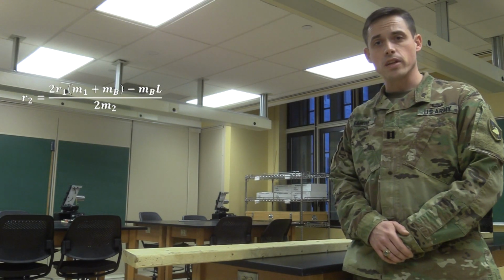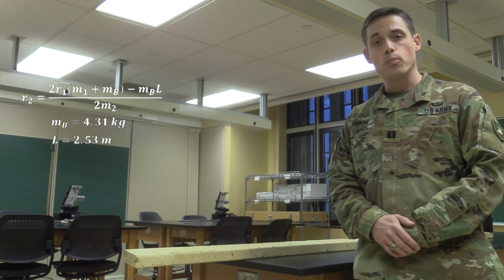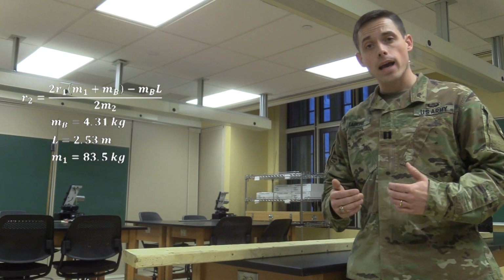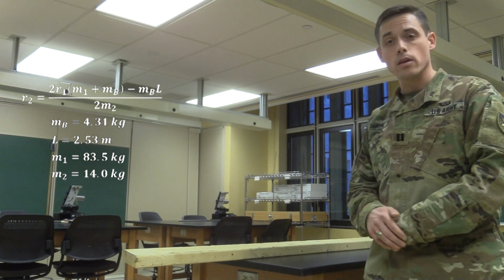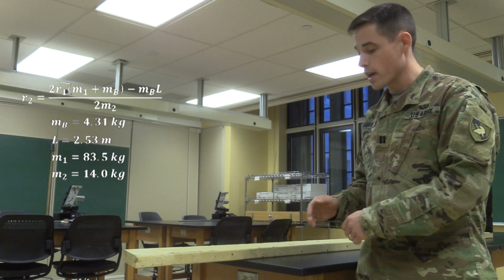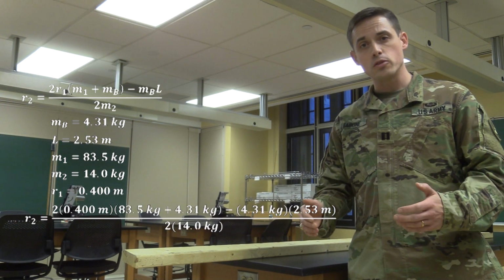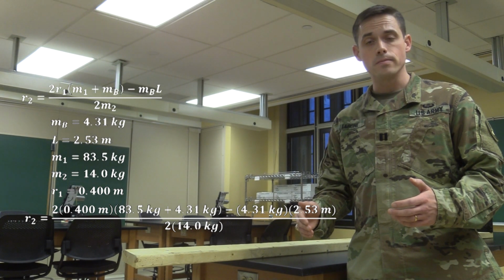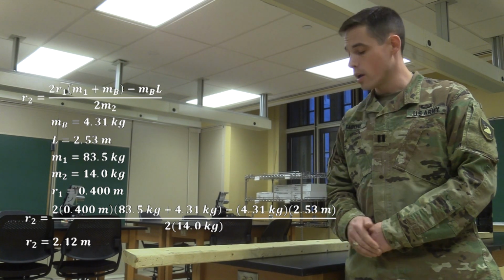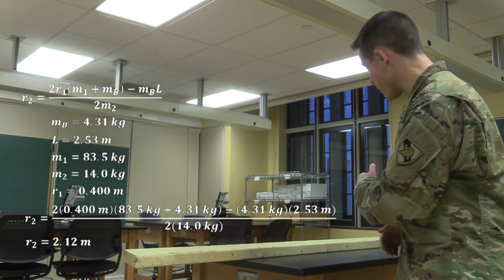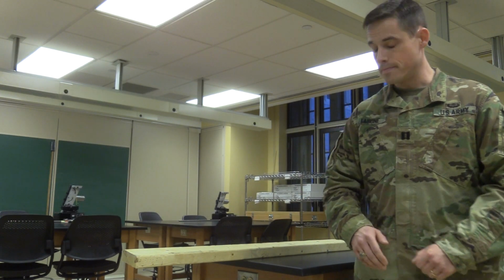The board that we'll use for this demonstration is approximately 4.31 kilograms, with a length of 2.53 meters. I have a mass of 83.5 kilograms, and I've acquired 14 kilograms of countermass. The board overhangs the lab bench by approximately 0.4 meters. When we substitute these numerical values into our previously derived solution, we calculate that the countermass should be located at a distance of 2.12 meters from the edge of the lab bench, which is where the countermass is currently located. Let's see if our solution stands up to scrutiny.